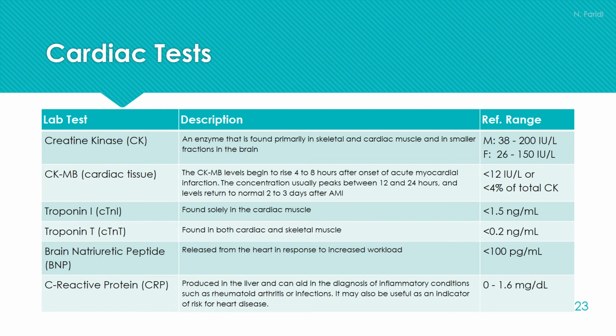We also have troponin 1 and troponin T. These are also enzymes that are found in the cardiac muscles. BNP, or brain natriuretic peptide, is increased from the heart or released from the heart in response to increased workload. And CRP, C-reactive protein, this is produced in the liver and can aid in the diagnosis of inflammatory conditions such as rheumatoid arthritis or infections. This can also be a useful indicator for risk of heart disease. BNP and CRP are commonly assessed in patients that have heart failure.